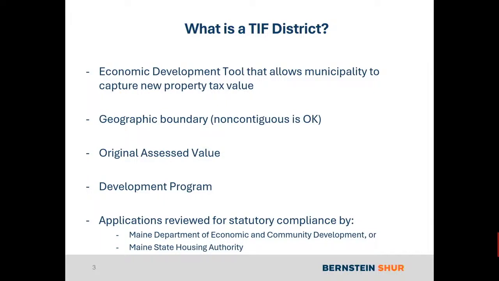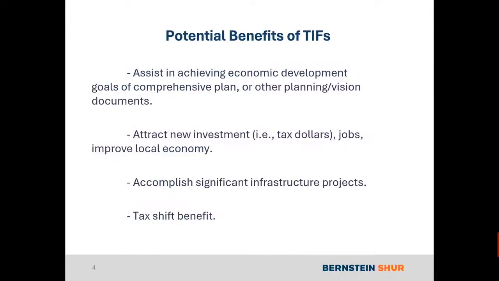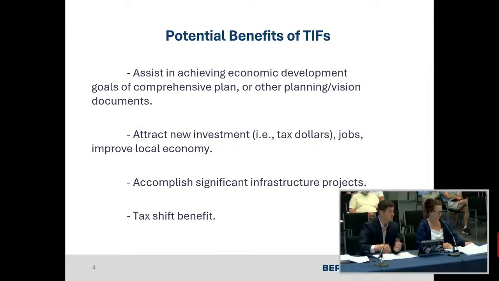There's another type of district, which I'm also going to talk about, the affordable housing TIF district, and the legislative finding there says that there's a need for development of affordable, livable housing and the containment of the costs of unplanned growth in Maine municipalities. So those are the purposes of these two different types of TIF districts. The potential benefits of a TIF district are to assist in economic development goals of your comprehensive plan or other planning or visioning documents, attract new development, tax dollars, jobs, improve your local economy, accomplish significant infrastructure projects, and a tax shift benefit.